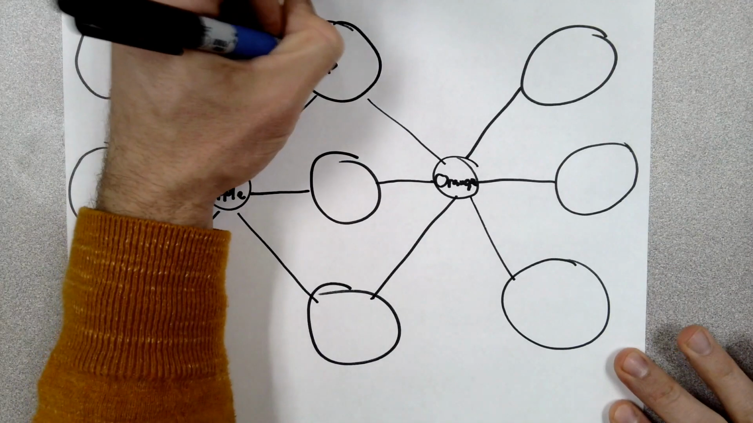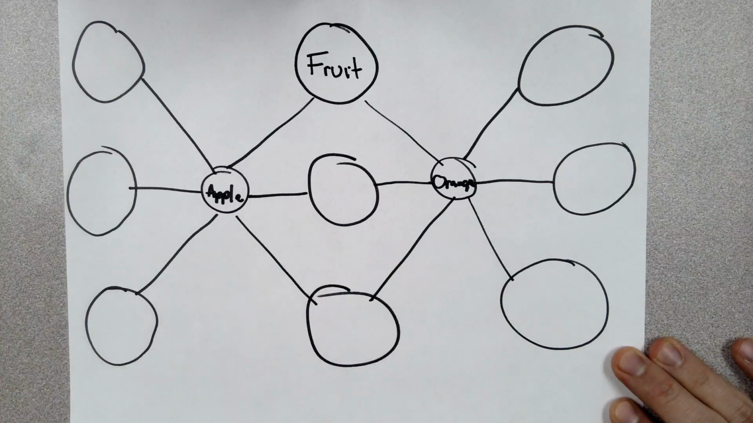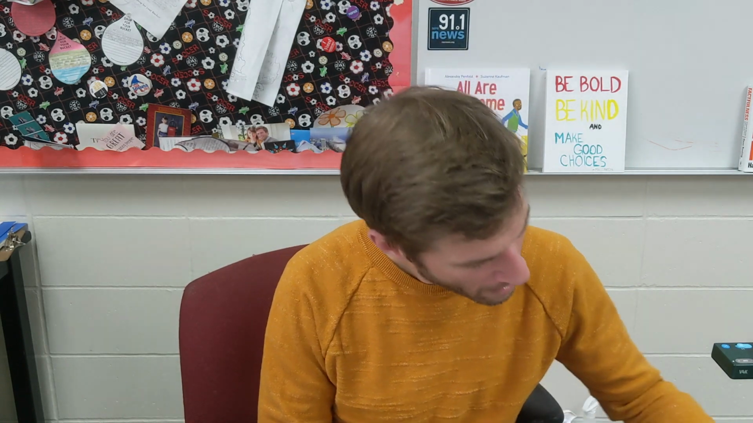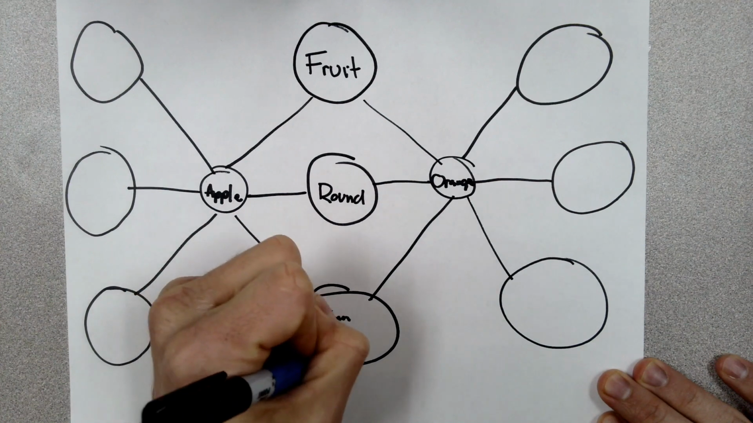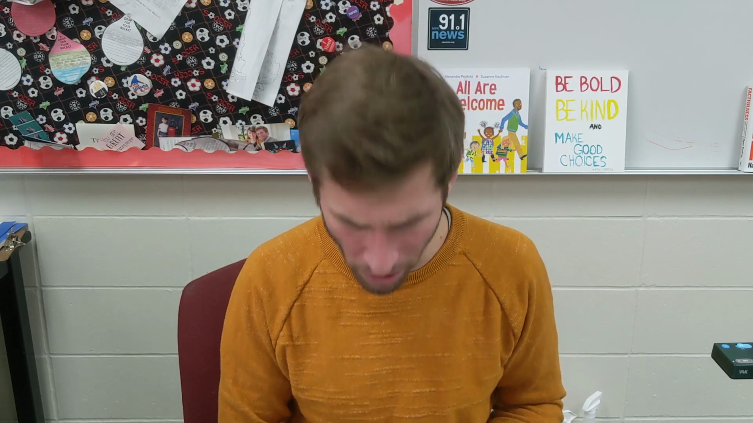Well, let's start there. They are both fruit, right? Apple and orange, they are both a fruit. So we could put that in the middle. They are both round-ish. So that's something that they have in common with one another. And they both can be juiced. I think I prefer apple juice to orange juice. And I think I actually prefer apples to oranges, but I digress.